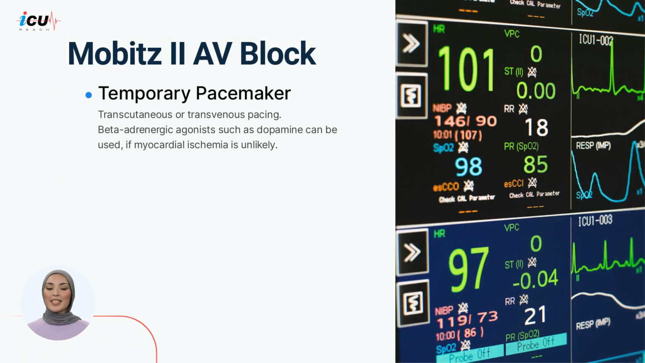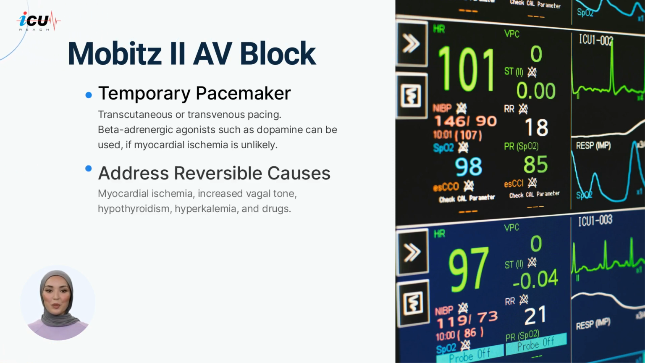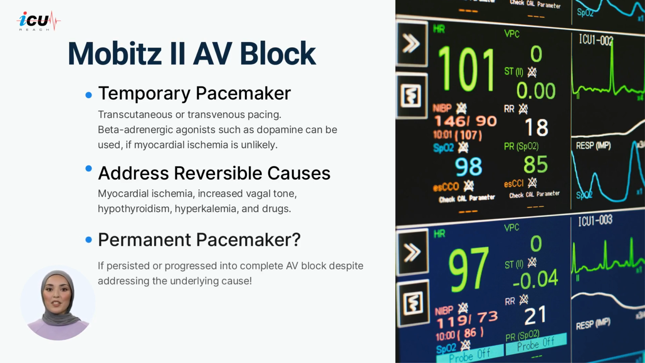Unstable patients with Mobitz type 2 AV block should be managed with temporary cardiac pacing, either transcutaneous or, if immediately available, transvenous pacing. Beta-adrenergic agonists such as dopamine can be used if myocardial ischemia is unlikely. Once unstable patients have been stabilized, reversible causes of Mobitz type 2 second-degree AV block, such as myocardial ischemia, increased vagal tone, hypothyroidism, hyperkalemia, and drugs that depress conduction, should be addressed prior to determining whether implantation of a permanent pacemaker is required.